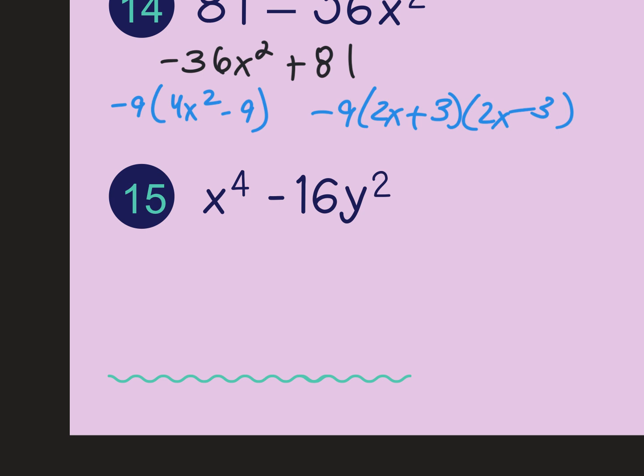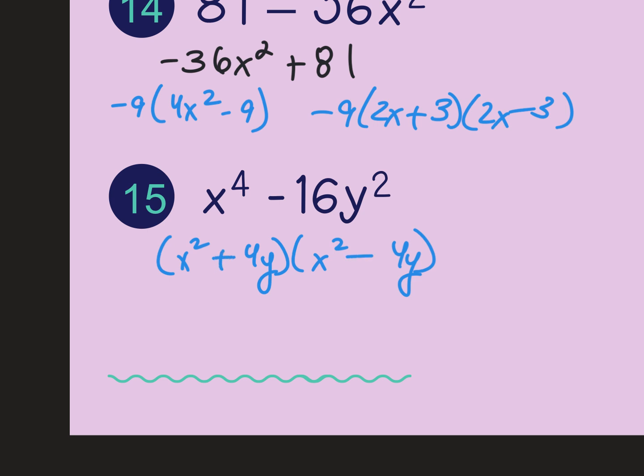All right, 15. Two terms? Yes. Minus sign in the middle? Yes. Are each of them perfect squares? Yes. What times what gives you x to the fourth? X squared, x squared. What times what gives you 16y squared? 4y and 4y. And what are my signs? Plus and minus.